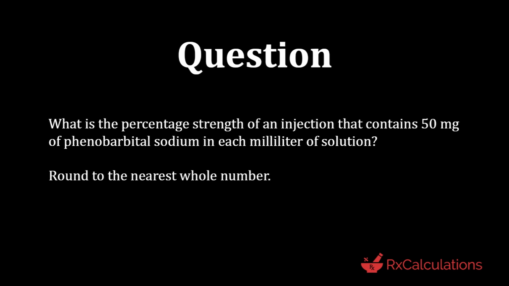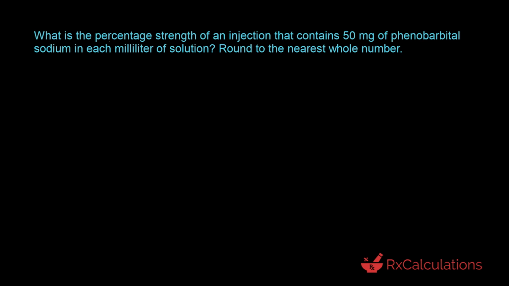This question says, what is the percentage strength of an injection that contains 50 milligrams of phenobarbital sodium in each milliliter of solution? Round to the nearest whole number. So in this question, the goal is to calculate the percentage strength of the injection. And before we actually solve this question, it's important to recall some essential concepts.